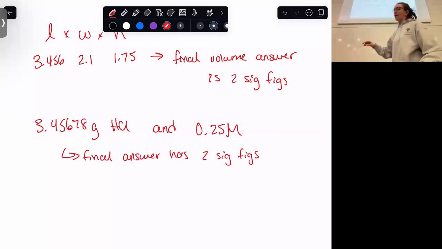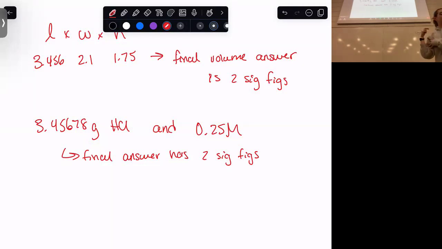So if we had grams and we had molarity, we need to find volume. Our final answer was going to be 2 sig figs because our molarity is 0.25 molar, which only has 2 sig figs. So whatever volume we get at the very end is also going to have 2 sig figs.